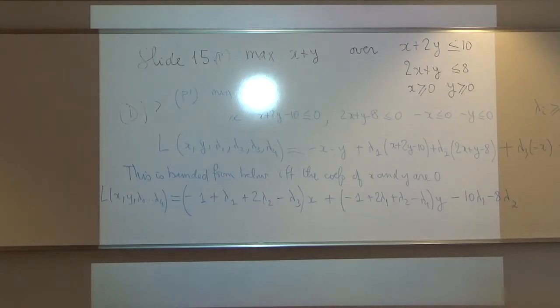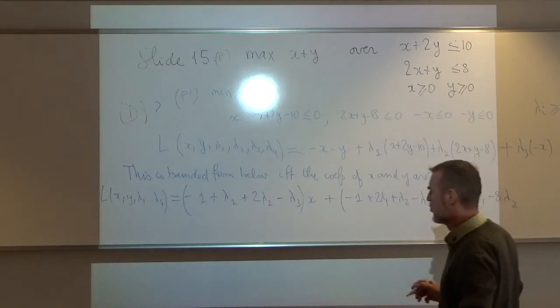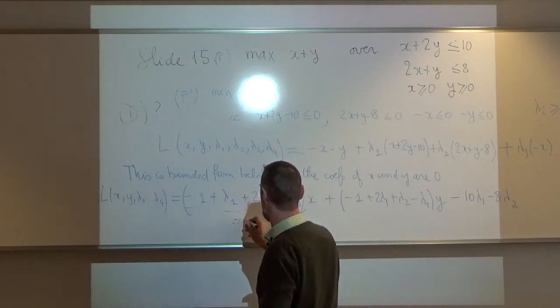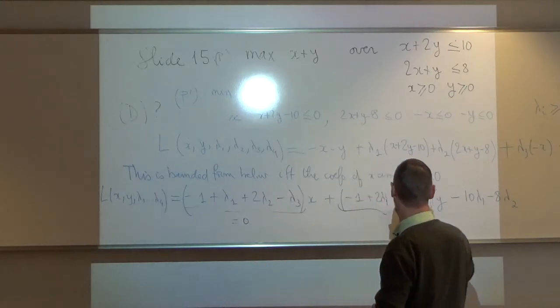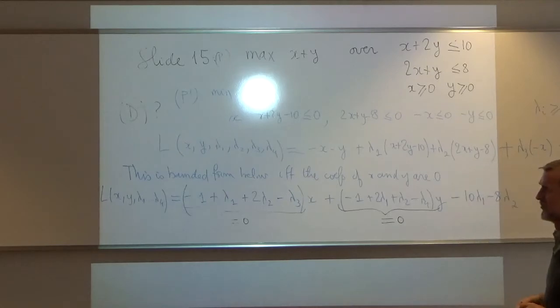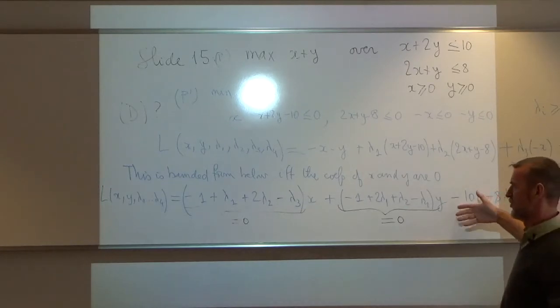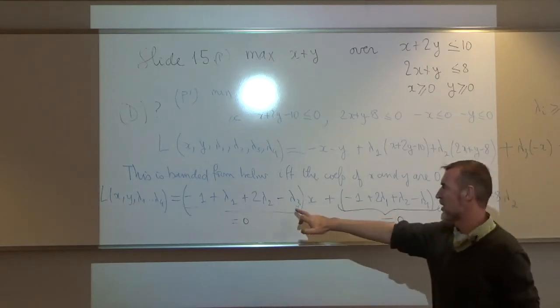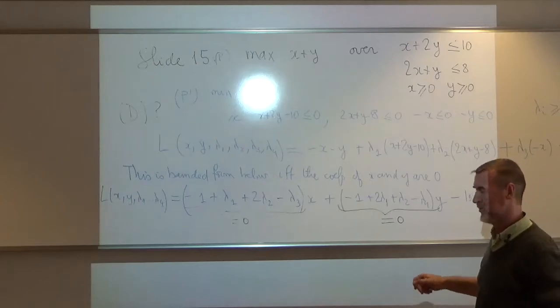And this being bounded from below requires that this must be equal to 0, and this must be equal to 0. All right. That's my condition for this dual problem to be well defined. That means the domain of definition in lambda of the dual problem is given by those two constraints.